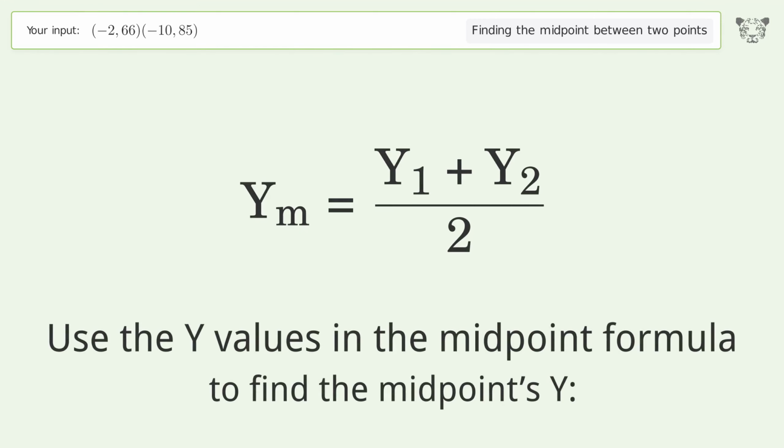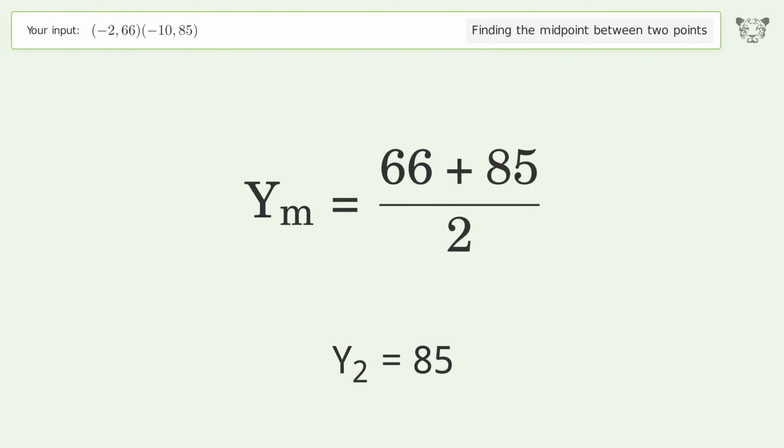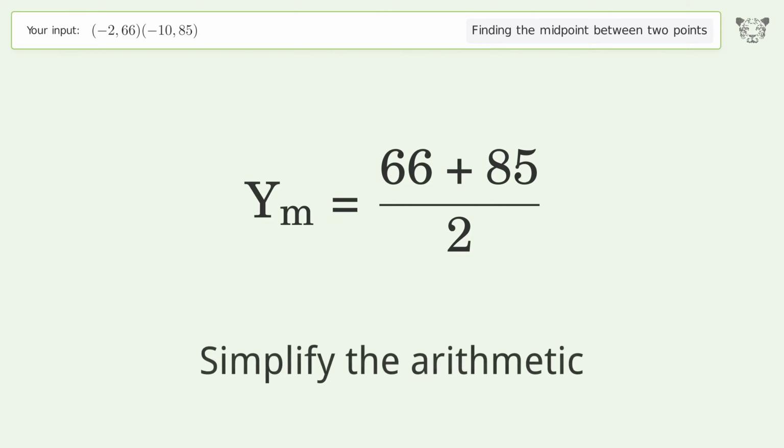Use the y values in the midpoint formula to find the midpoint's y. y1 equals 66. y2 equals 85. Simplify the arithmetic.